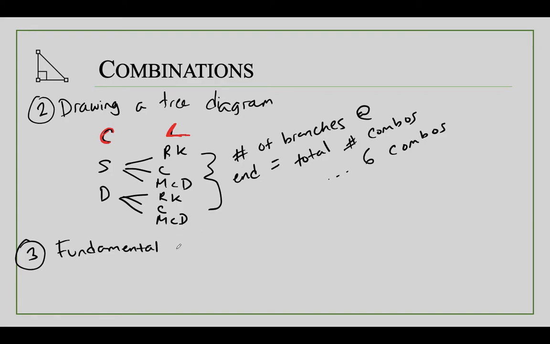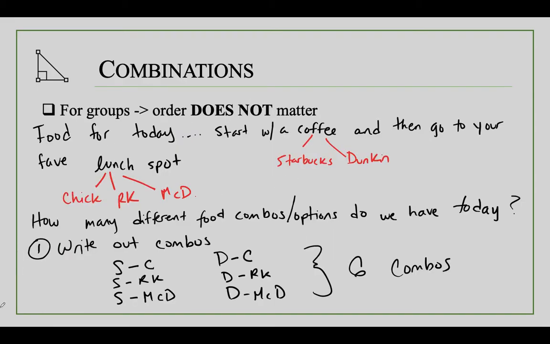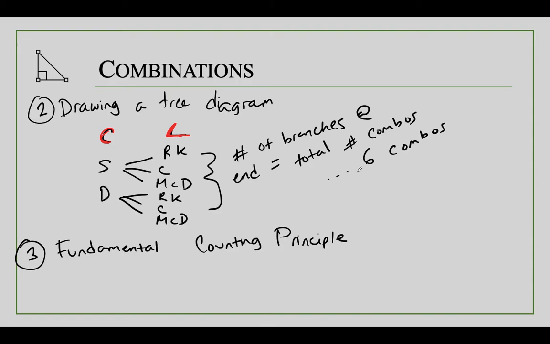Excellent. And 3, which is the most important one, and the one that's going to make our life easier, is the fundamental counting principle. Before I give out the definition or explanation for what that is, let's think about how 6 relates to our options. So my coffee, I have 2 options, and my lunch spots, I have 3 options. How can I relate 3 and 2 to get 6? If you thought, oh, well, 3 times 2 is 6, you're exactly right.